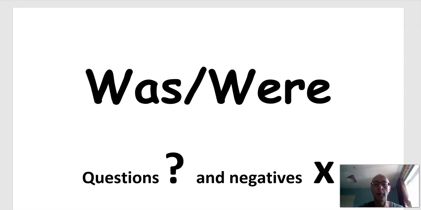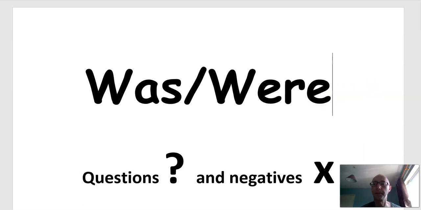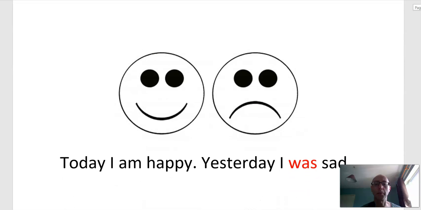Today we're going to talk about was and were again. So was and were for the past. Yesterday, last week, last year. But this time we're going to talk about was and were with questions and negatives. So let's look at an example.